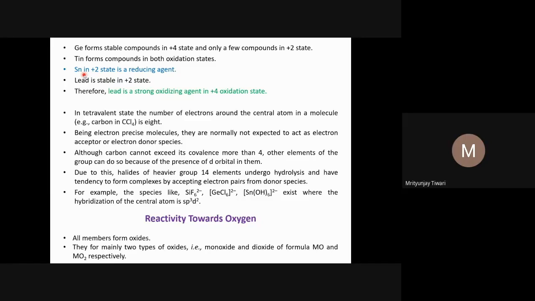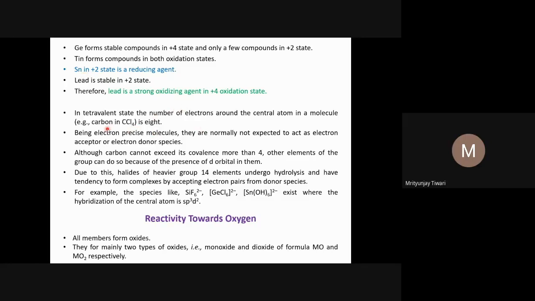We see for carbon and silicon only +4 exists, +2 doesn't exist. For germanium and tin, and even for lead, +2 and +4 both exist. However, for germanium and tin, +4 is more stable, and for lead +2 is more stable.